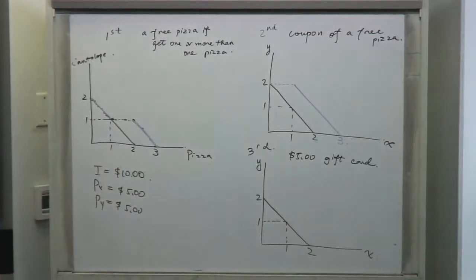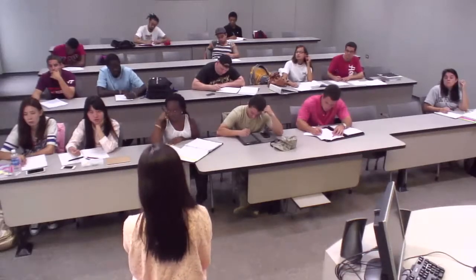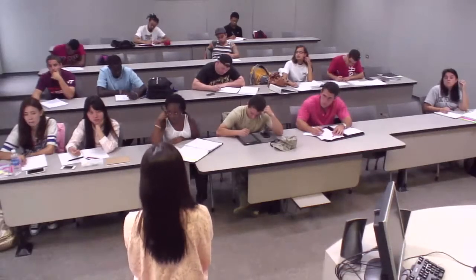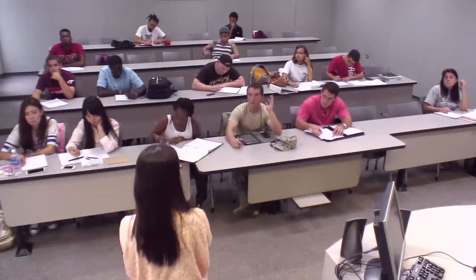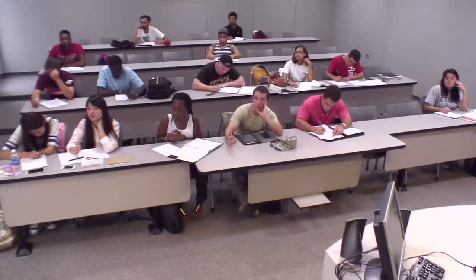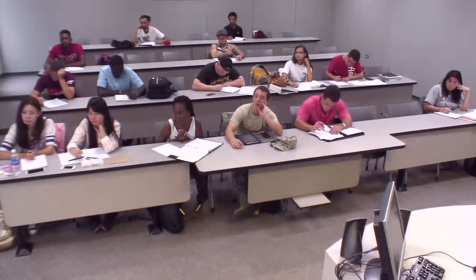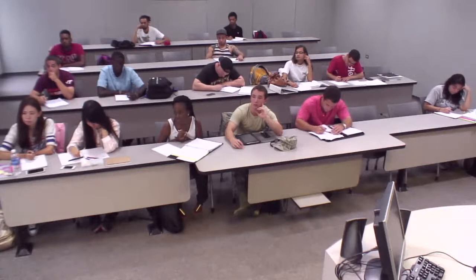So now, how do we change the budget line? The income increased by $5, so the budget line changes. That's right. Now it's like you have $5 more income, right? When you have more income, what will happen to the budget line? It's going to shift in parallel, right? So here it's going to be 3, here it's going to be 3 too, right?